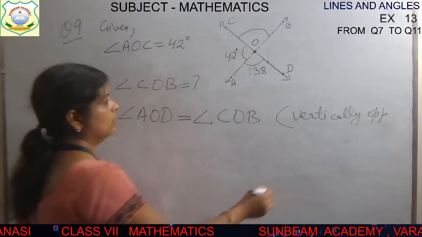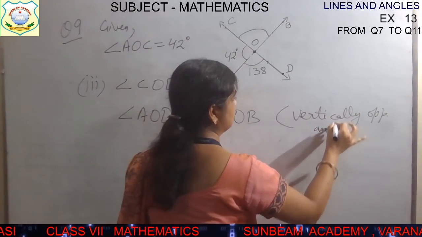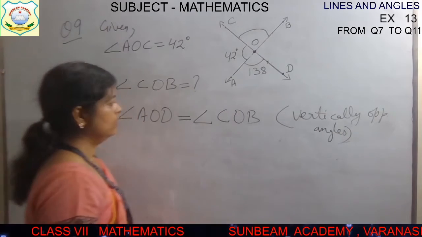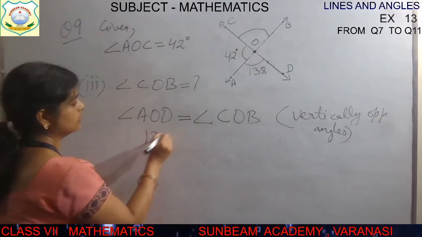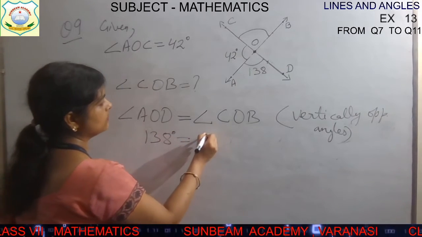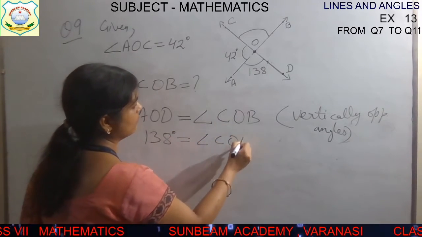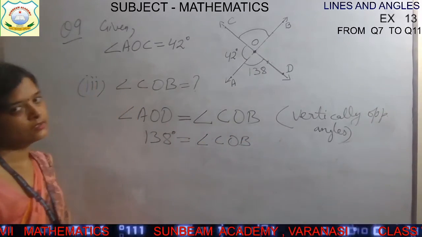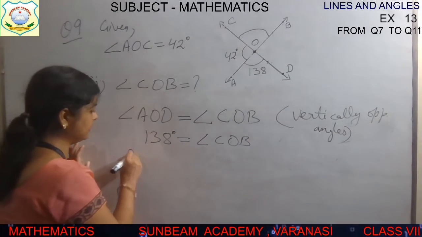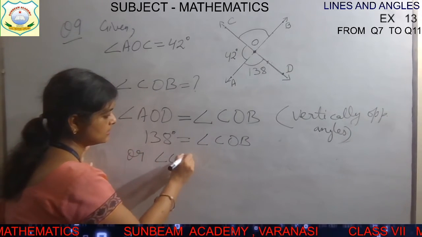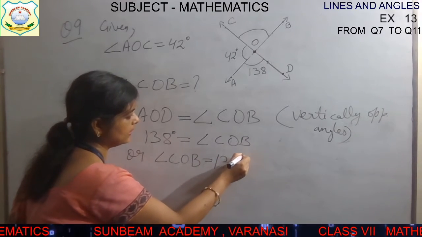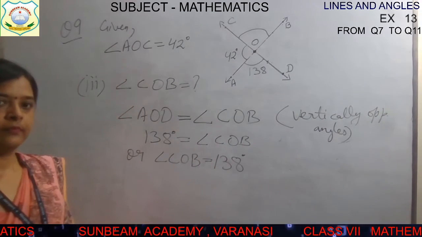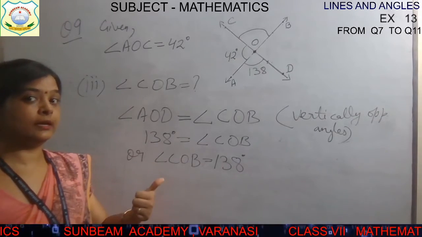Now AOD is how much? 138. So put the value of this. This is equal to angle COB. And hence we find this value, or you can write it as angle COB is equal to 138 degree. So all the three angles we have found.